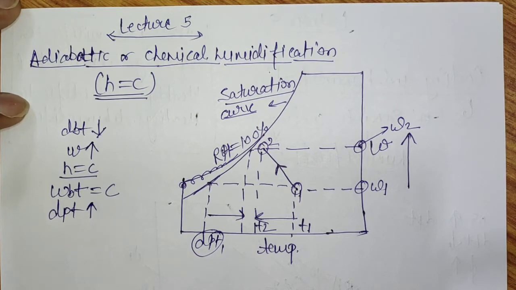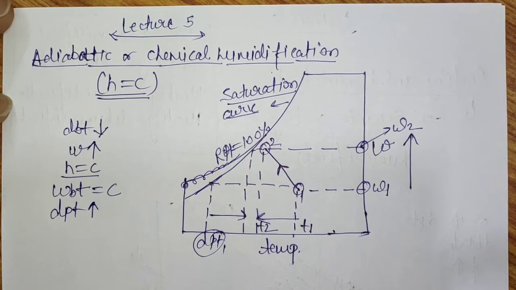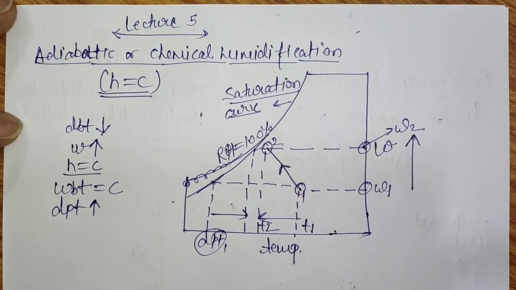So these are the various effects on the thermodynamic properties of the moisture because of adiabatic or chemical humidification. Similar to adiabatic or chemical humidification, there is one more process, that is adiabatic or chemical dehumidification.